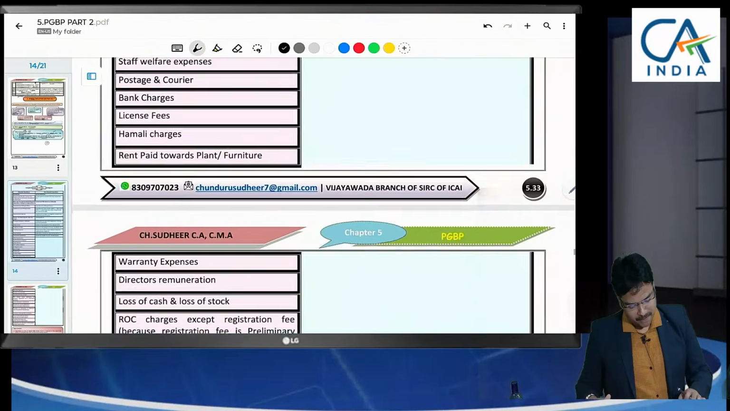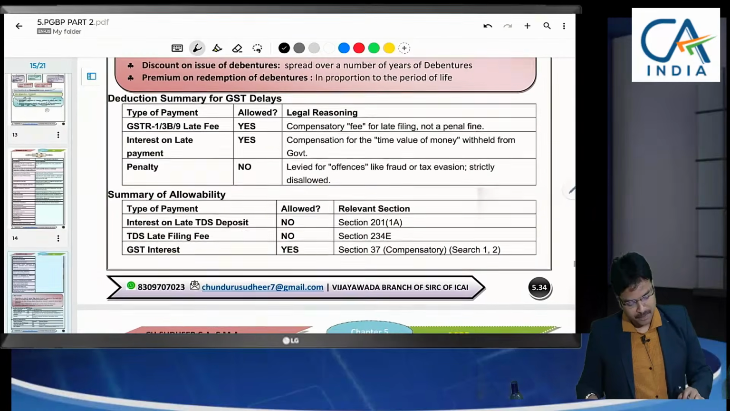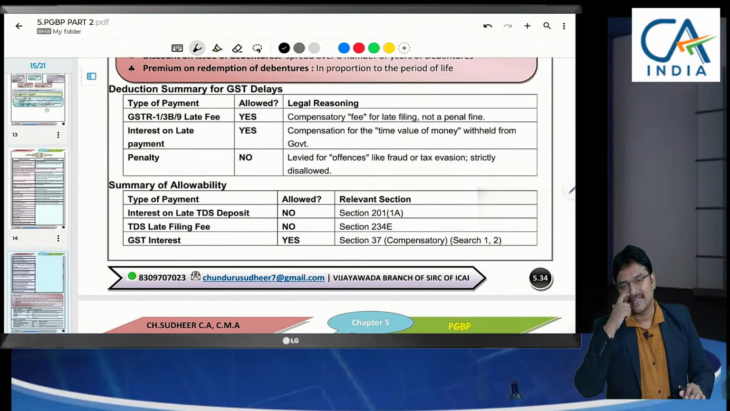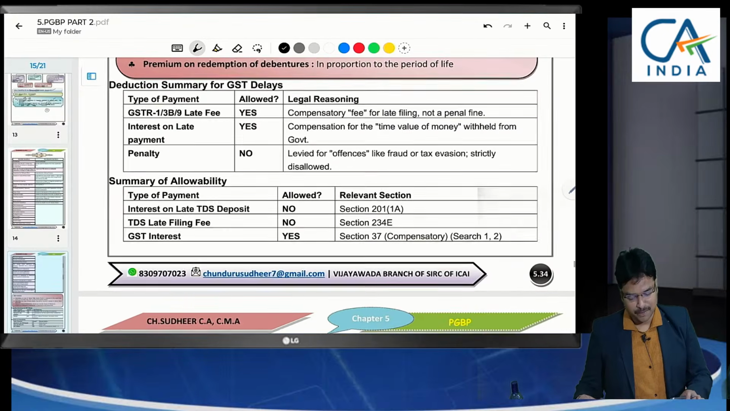Okay, a big list of expenses was given for our benefit, for our practice. In order to easily understand, the list of expenses is being given here. Let us go through it one by one.